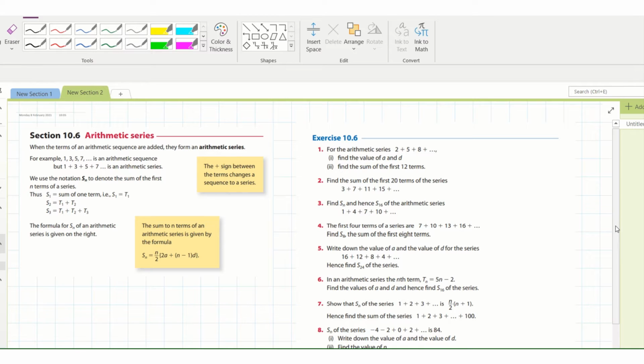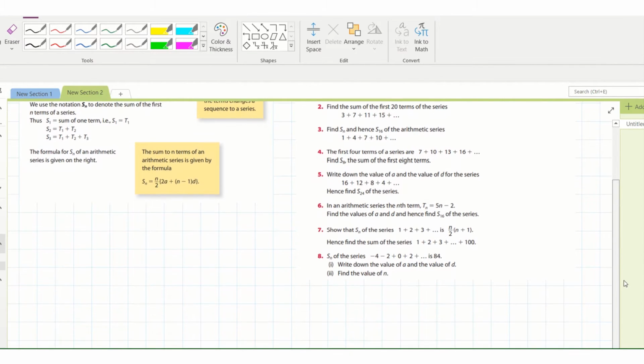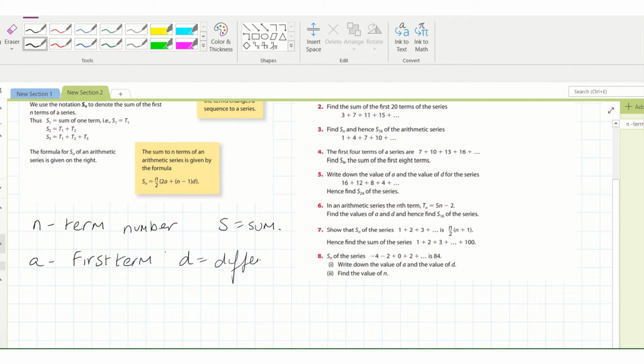So the formula that we use is given as: the sum is equal to n over 2 multiplied by 2a plus n minus 1 times d, where n is the term number, S is the sum, a is the first term, and d is the difference between each term in the particular series.